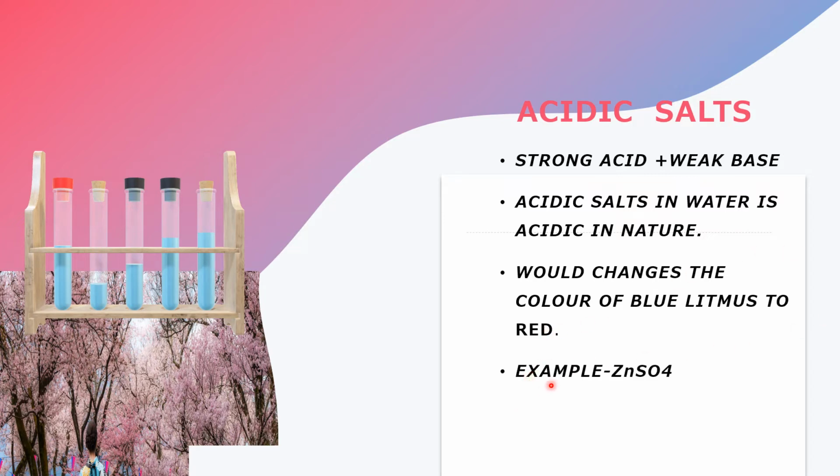An example of an acidic salt is zinc sulfate. Here, in this salt, how do we identify the acid and base? The acid is sulfuric acid, which is a strong acid, and the base is zinc hydroxide. This is a weak base, and these both react and form the salt which is acidic in nature, as the acid H2SO4 is very strong.